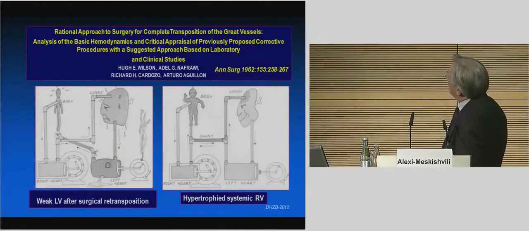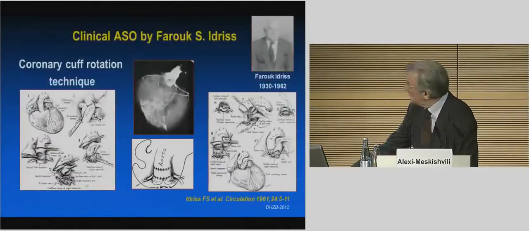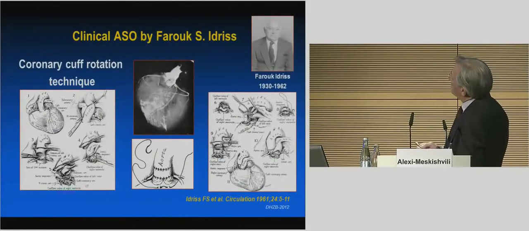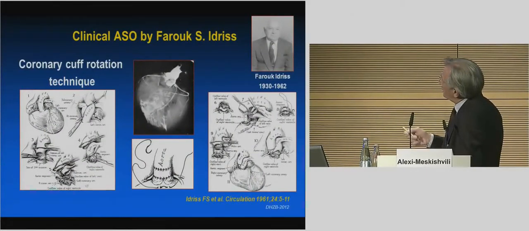And already in the 1960s, it was recognized that for arterial switch operation we need a very strong systemic ventricle. This is an illustration from a publication of that time with very interesting text. I recommend reading this paper because there are so many interesting ideas in it. And this is the clinical arterial switch operation performed by Farouk Idriss in Chicago. He was a brilliant surgeon, with many interesting ideas and operations. You see he performed this arterial switch operation and the patient died after the operation. Angiography was performed showing the open coronary anastomosis.